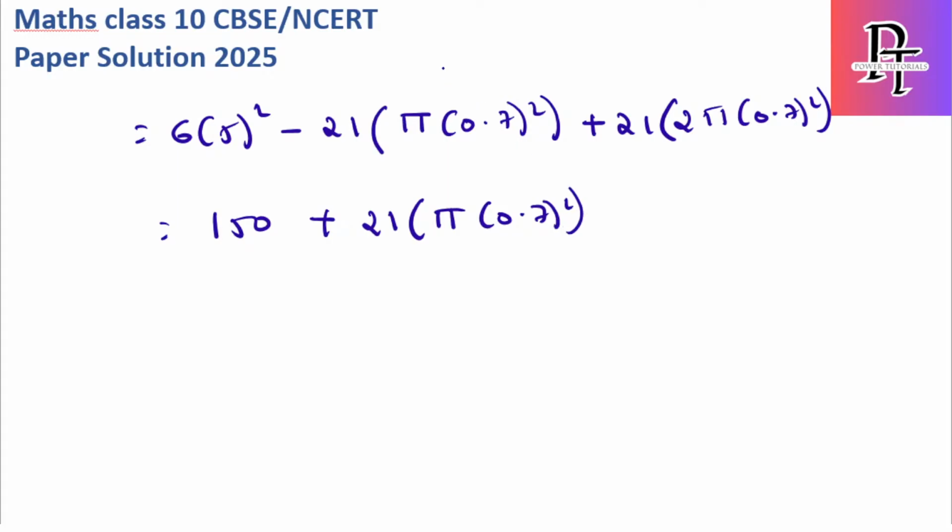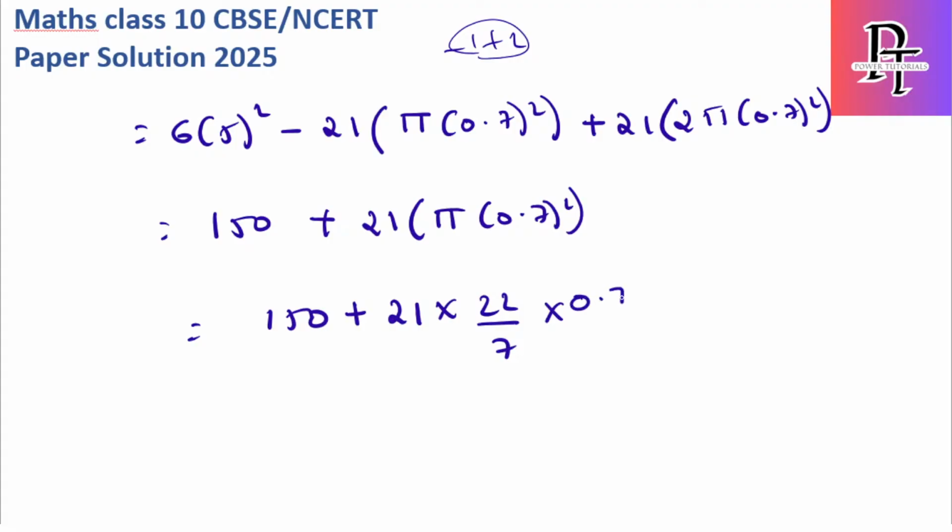Minus 21 pi plus 21 into 2 pi is nothing but 21 into pi, because minus 1 plus 2 is 1. So this becomes 150 plus 21 into pi, which is 22/7, because I haven't been told what value to use, I will simply use 22/7. So this becomes into 0.7 into 0.7. The 7 gets cancelled out, leaving 0.1.